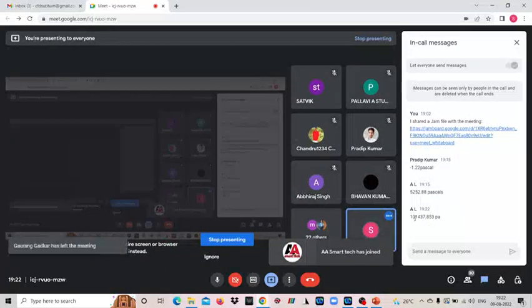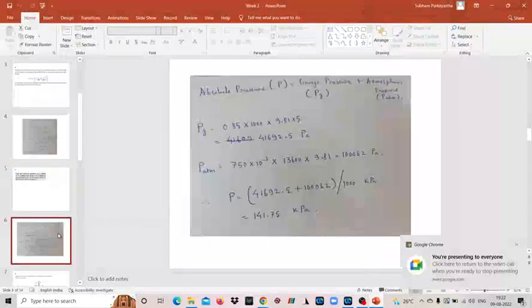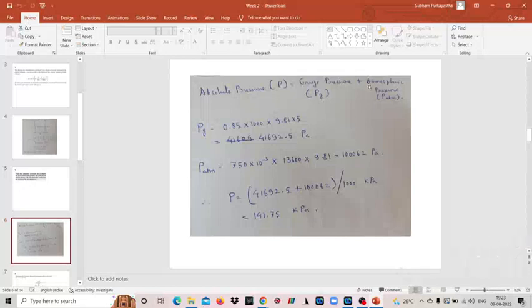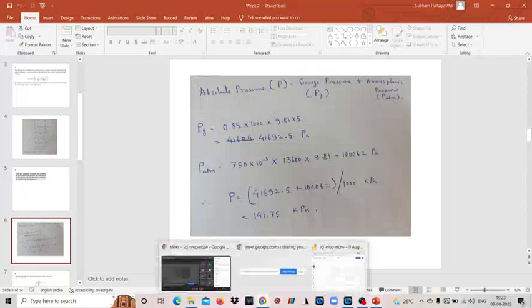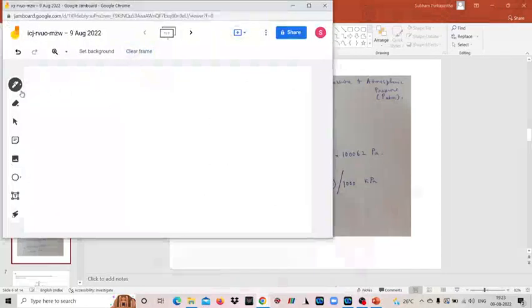Yes, somebody obtained 101,437.853 Pascal. Okay, let's see. So absolute pressure P is equal to gauge pressure, which I have denoted as Pg, plus atmospheric pressure, P atm. Now, what will be the gauge pressure? It is given to you that there is a fluid, and say this is the free surface of that fluid, and at a depth of 5 meters below it, you have to obtain the absolute pressure.